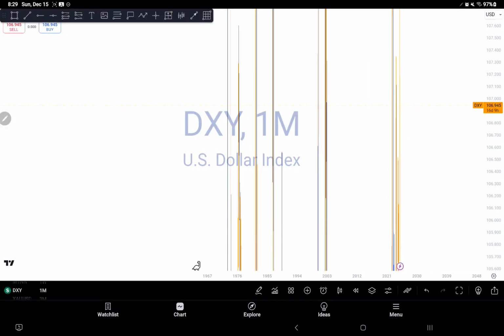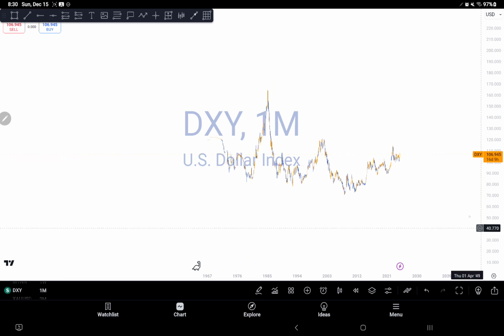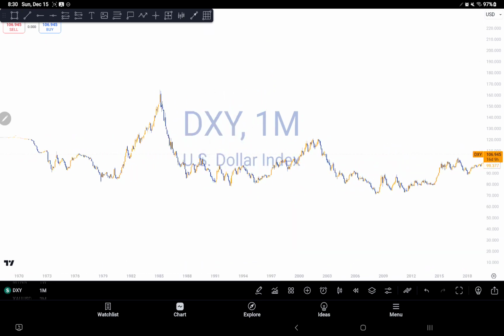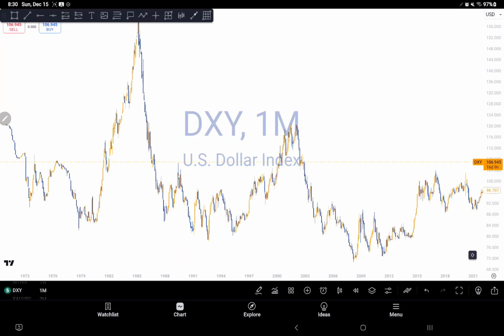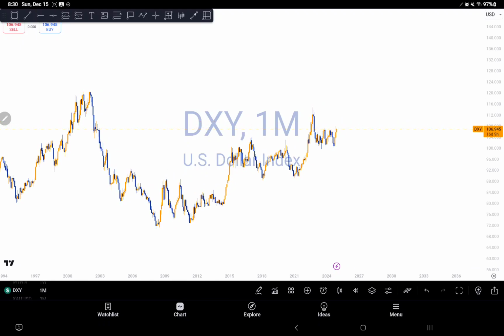Hi guys, so this is my top down analysis on DXY. We'll be doing a good top down analysis on DXY. So this is the monthly time frame. Let's see what the market is up to based on the current price.